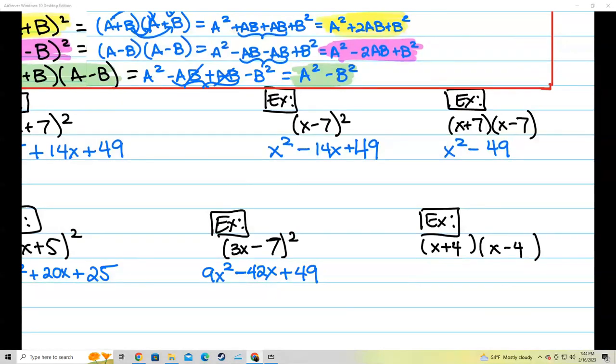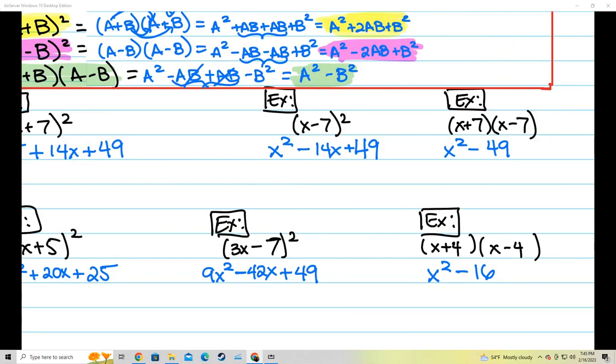And then for the last one, I noticed, oh man, this is going to be great, because I have a plus and a minus and they're the same thing, which means it's going to be this one. I just got to go first part times first part. That's going to be an x times x, which is an x squared. Then I got to go second part times second part, which is a 4 times 4, which is going to be 16. And then remember to put a minus in between, and that's it.